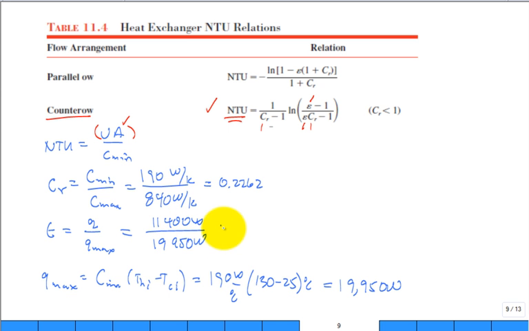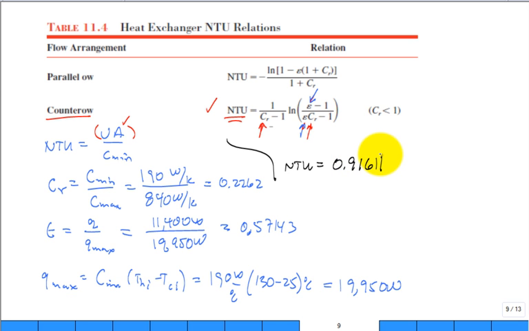So we had 11,400 watts, the actual, divided by 19,950 watts. Doesn't it seem like you're going a completely different route? We're going to get the same answer, but we're using the Effectiveness NTU method. This comes in at 0.57143, so 57.143%. So put that in for the effectiveness there, put in for the C sub R there, and you calculate the number of transfer units.